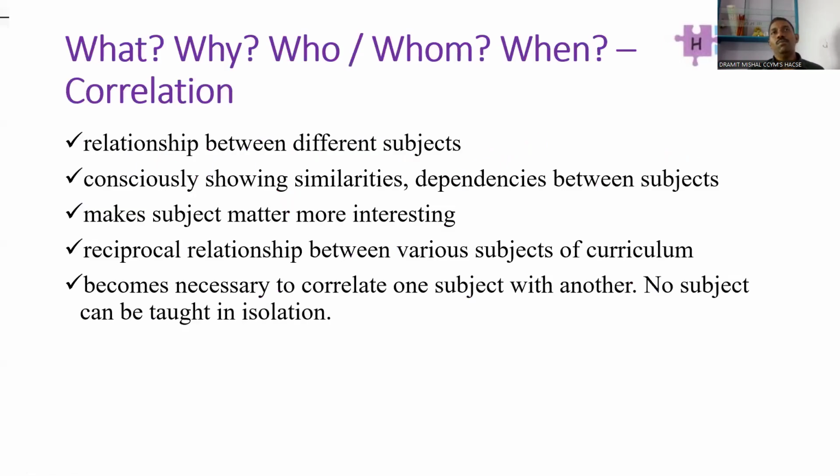Now we will learn more about what correlation is in this slide. In the forthcoming slides, we will see why, how and who, and how it can be brought into day-to-day life, with some examples. Now, what is correlation? Correlation is basically the relationship between different subjects. It is consciously showing similarities and dependencies between subjects. It makes subject matter more interesting by showing correlations. It is the reciprocal relationship between various subjects of the curriculum. Correlation is making one subject correlate with the other.